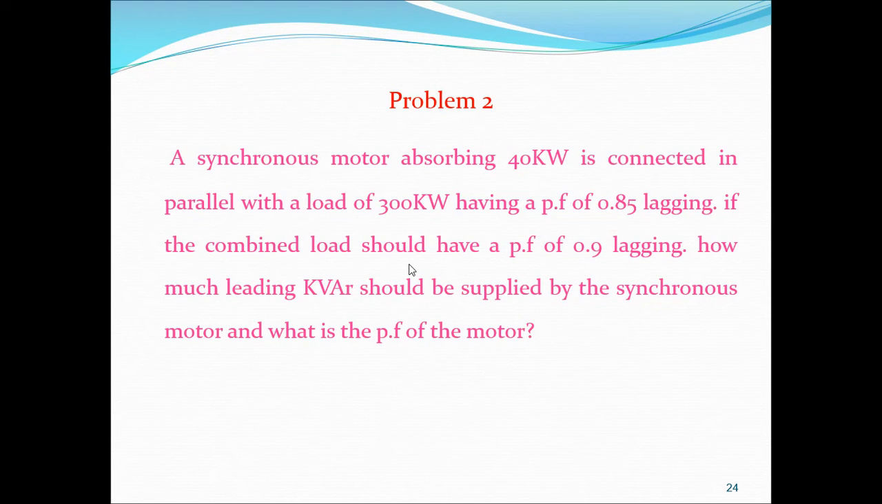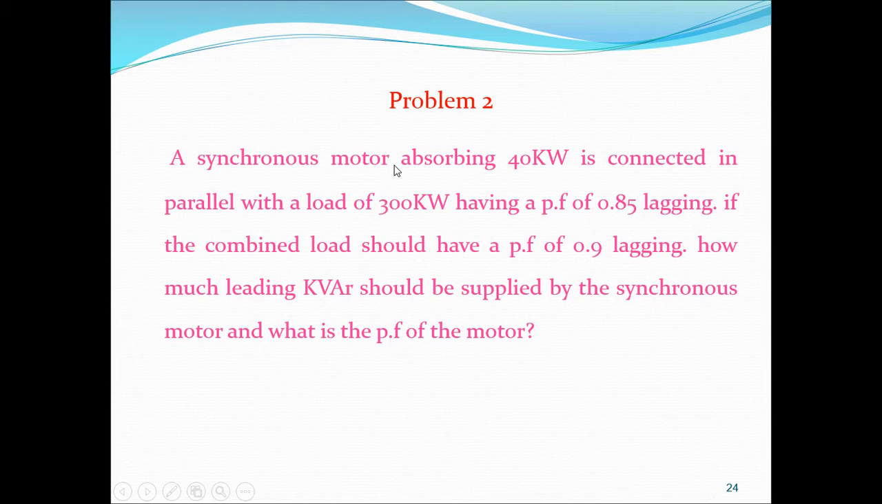So if you take the second problem, what is given? A synchronous motor absorbs 40 kilowatts and is connected in parallel with a load of 300 kilowatts having a power factor of 0.85 lagging. If the combined load has a power factor of 0.9 lagging, how much leading kVAR should be supplied by the synchronous motor, and what is the power factor of the motor?